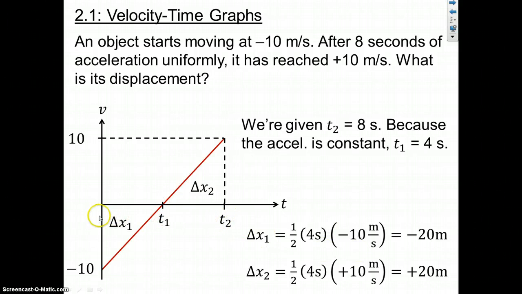If we wanted the total displacement for the entire trip from 0 to 8 seconds, we just add the two areas under the curve, and we get negative 20 plus 20 is 0. 0 displacement, right? And intuitively that makes sense. If we start at some negative velocity, and we accelerate until we reach the positive equivalent, then what we're doing is going backwards and then going forwards, right?